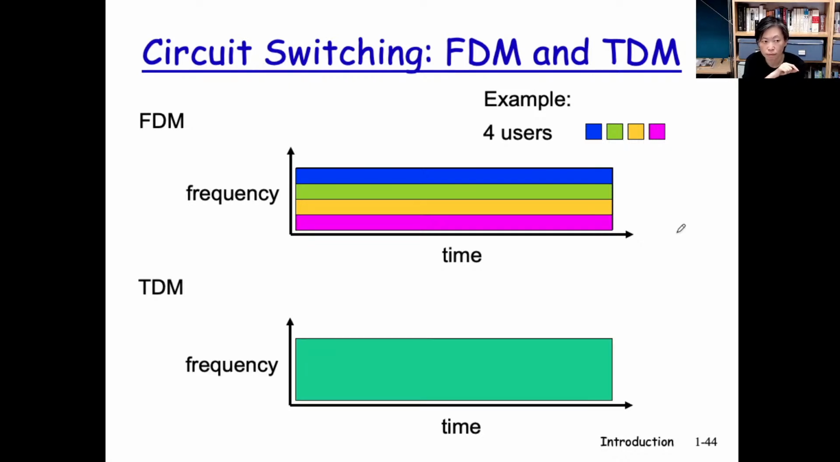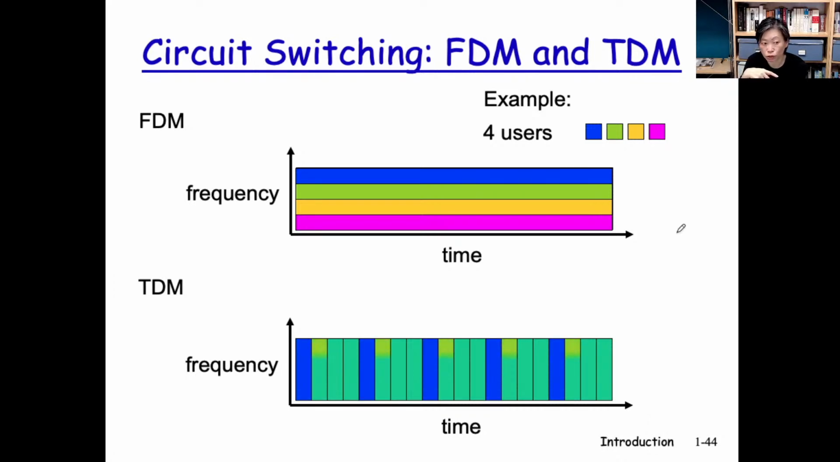TDM works this way. Instead of dividing the frequency dimension, we divide the time dimension. With these time slots, we allocate the time slots in a rotating fashion to the 4 users like this. Blue, green, yellow, pink, blue, green, yellow, pink. Yeah, it's rhythmic. That is exactly how TDM works. With a good rhythm, with well-synchronized time, the 4 users can send data one after another.